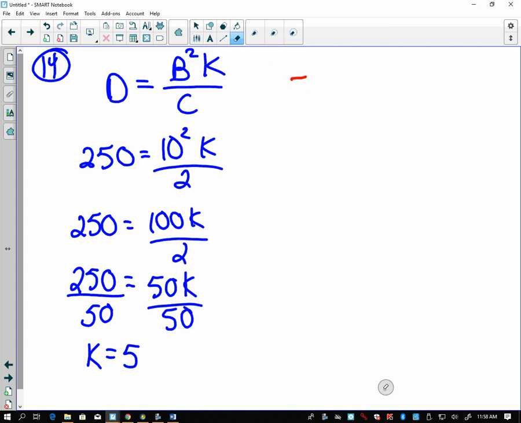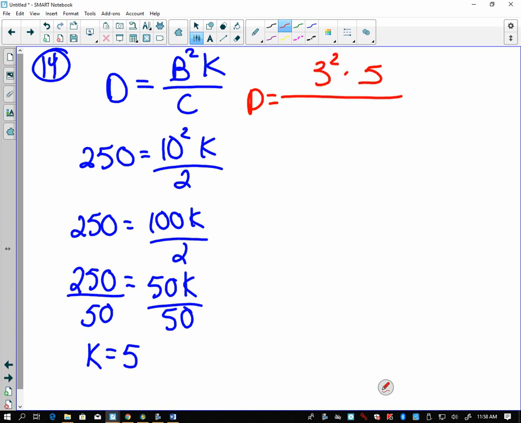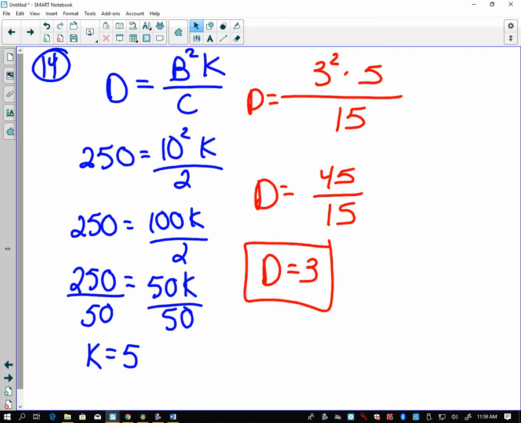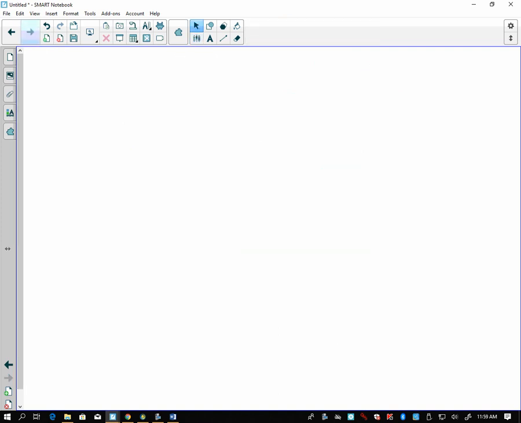Let's see, we know we're going to have 5 here now for our K. Now we're going to change some things up. We want to know how many dancers there are going to be. If there are 3 band members, all right, so 3 squared times 5 divided by 15 conductors. So dancers, we've got 9 times 5, which is 45. 45 divided by 15. Dancers should equal, if I'm not wrong, 3. Dancers should equal 3 for number 14, and that is correct. All right, after 14 was 17.